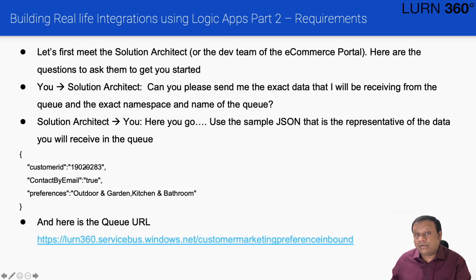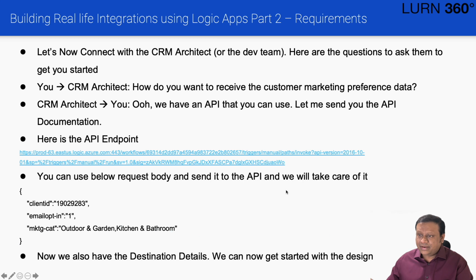Now you see we don't have customer name, we don't have customer email address, because we don't need all those fields. All of those fields are already available in the CRM system. So all they need to pass is these three fields in order to update the marketing preferences of any particular customer. And here is the queue URL. So this is what you've been given. This queue URL is sufficient for you to connect to that queue. Now we have enough details from the source.